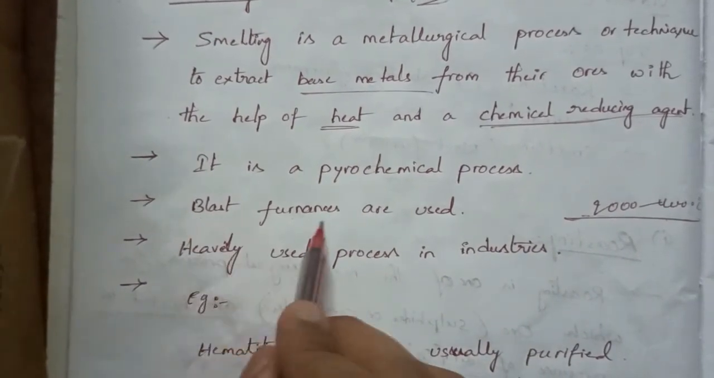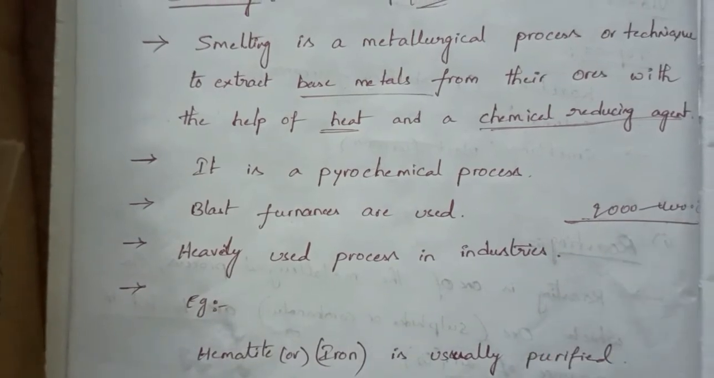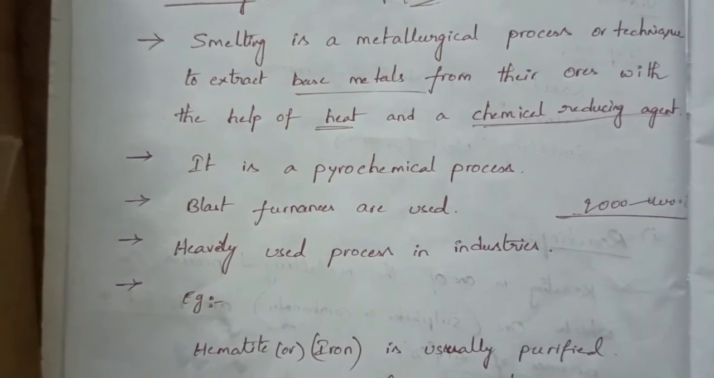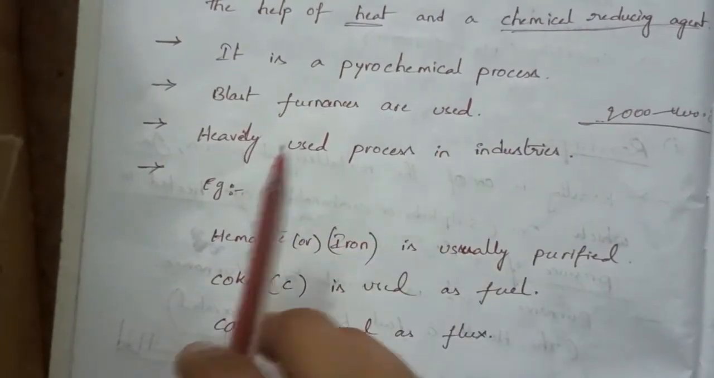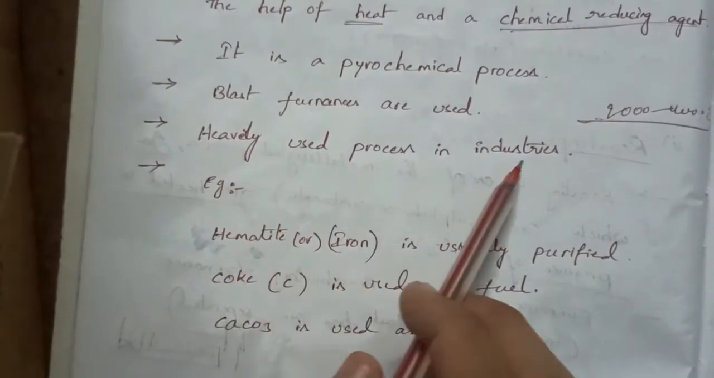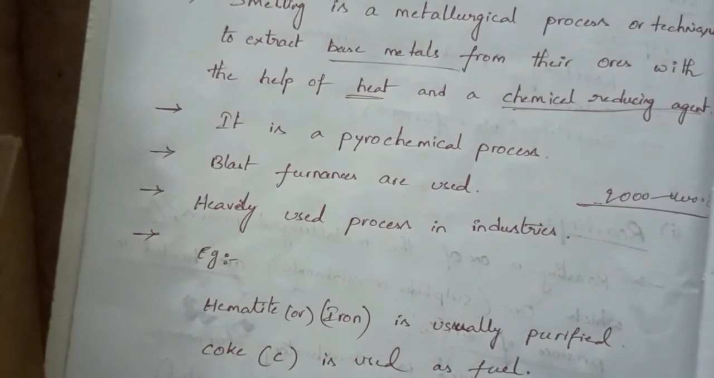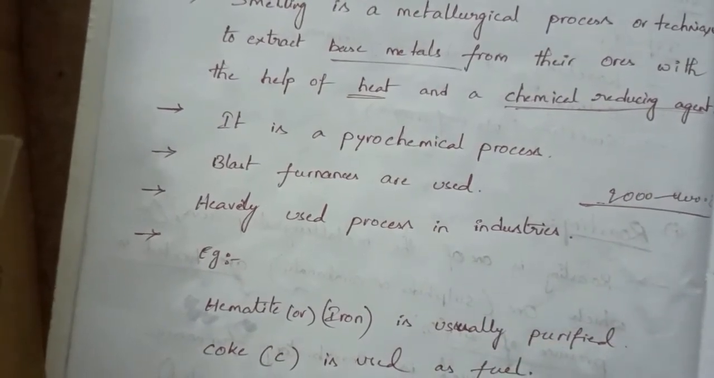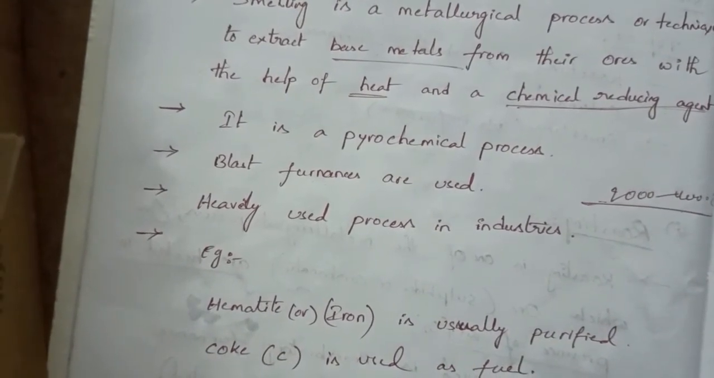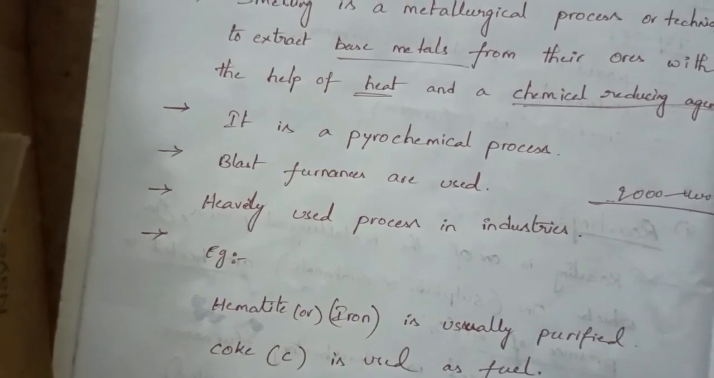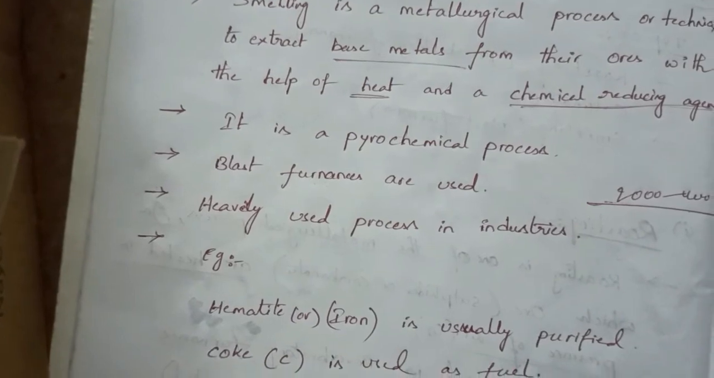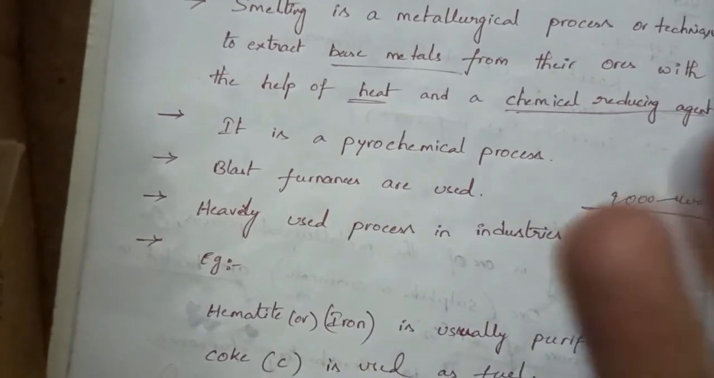The blast furnace is lined with refractory bricks on the inside walls. Okay, that is a different topic. Let's get into the topic. Blast furnaces are heavily used in industries. Smelting is a heavily used process, which means in industries we want to produce iron, steel and aluminum on a large scale. To produce these on a large scale, smelting is used.